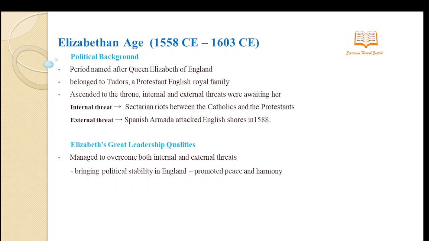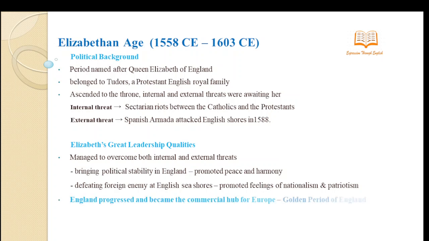How did she overcome the internal threats? She brought political stability in England, and that promoted peace and harmony. Whereas she defeated the foreign enemy at English sea shores, and that promoted feelings of nationalism and patriotism among the English. So England progressed and became the commercial hub for Europe. That is why this period is also named the Golden Period of England, due to her great leadership qualities, and as well, after her, the Elizabethan Age.